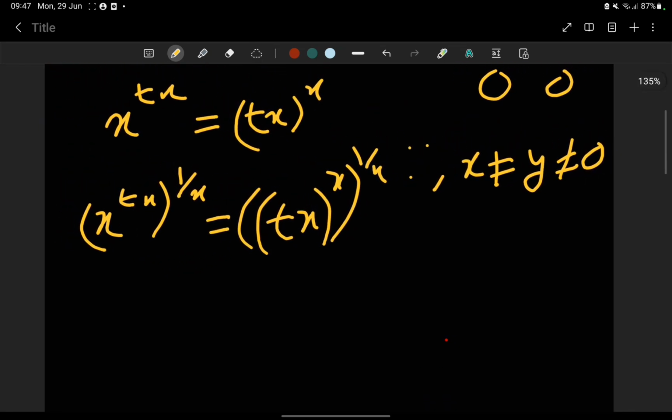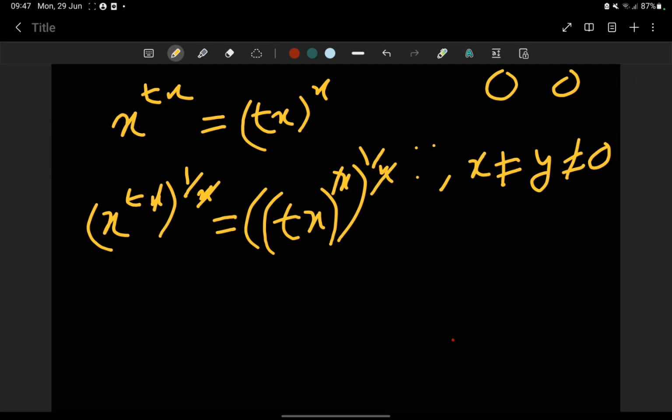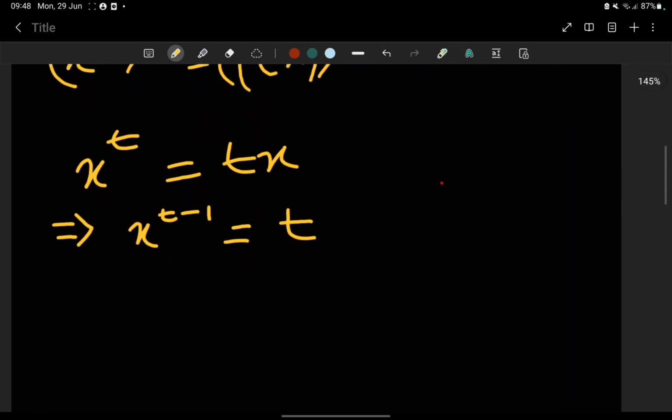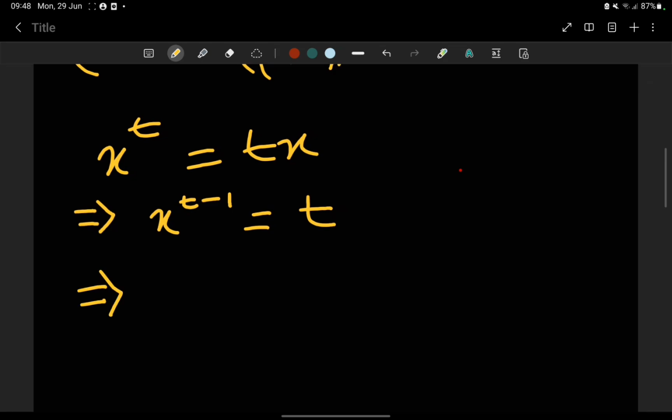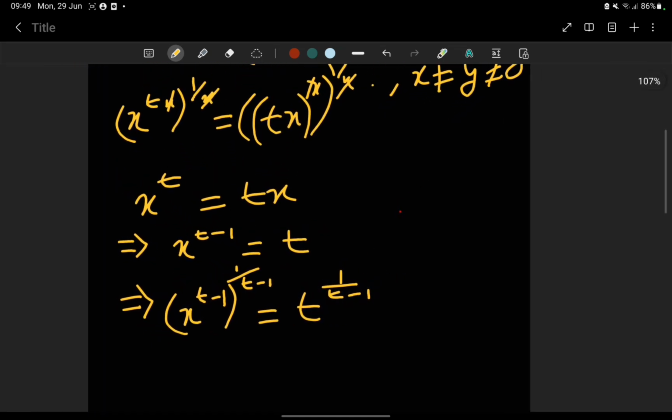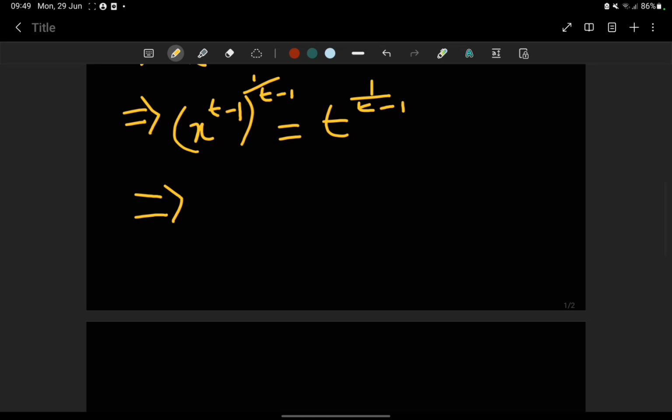So the x and x will cancel off, and we'll remain with x to the power t is equal to t to the power x. Now we're just going to divide each side by x again. Since x is not equal to 0, we can actually do that, and then we'll remain with x to the power t minus 1 is t. Now we raise each side to the power 1 by t minus 1. And so voila, we'll have x is equal to t to the power 1 by t minus 1.